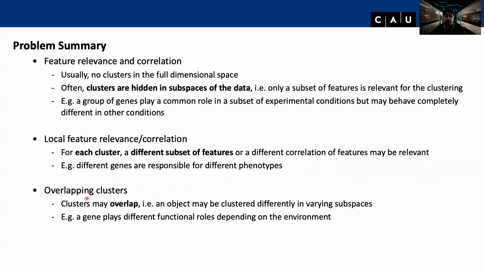And we may also have overlapping clusters, so clusters may overlap in an object. For example, an object may be clustered differently in varying subspaces. For instance, a gene plays a different functional role depending on the environment.